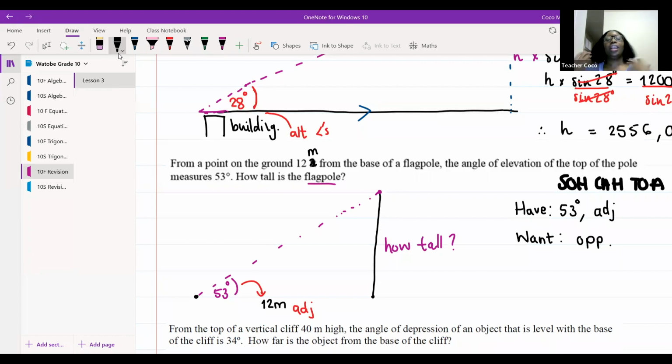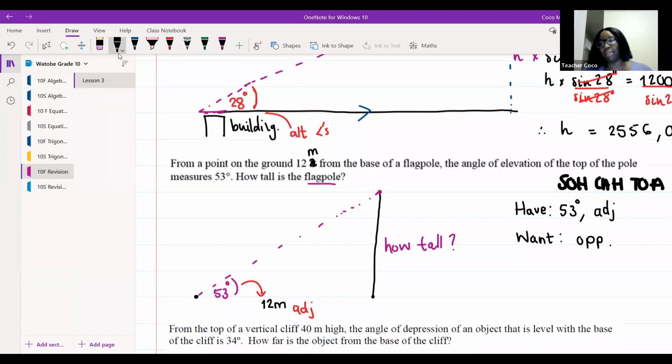So now let's have a look at our mnemonic device: SOH, CAH, and TOA. What are we going to use, guys? SOH, CAH, or TOA? Which one has adjacent and opposite? Yes, that's it. We're using the TOA. Okay, we're getting it. I told you guys, this is easy stuff.